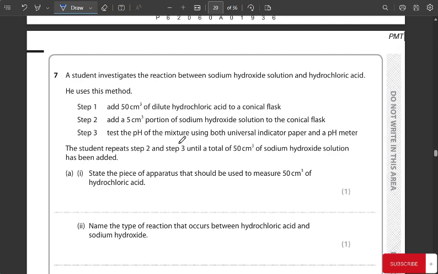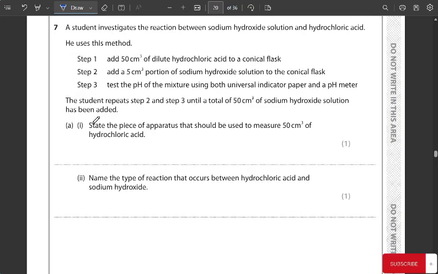And the seventh, a student investigates the reaction between sodium hydroxide solution and hydrochloric acid. He used this method. Step 1. Add 50 cm³ of dilute hydrochloric acid to a conical flask. Step 2. Add a 5 cm³ portion of sodium hydroxide solution to the conical flask. Step 3. Test the pH of the mixture using both universal indicator paper and a pH meter. The student repeats step 2 and step 3 until a total of 50 cm³ of sodium hydroxide solution has been added. The first question: state the piece of apparatus that should be used to measure 50 cm³ of hydrochloric acid.